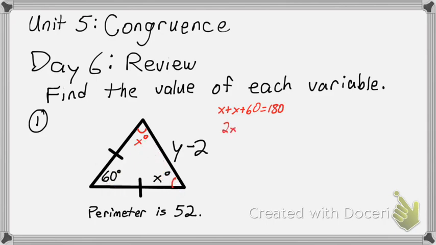Combine like terms, so 2x plus 60 equals 180. And then subtract 60 from both sides. You'd have 2x equal to 120. And then when I divide by 2, I'll get x equal to 60.